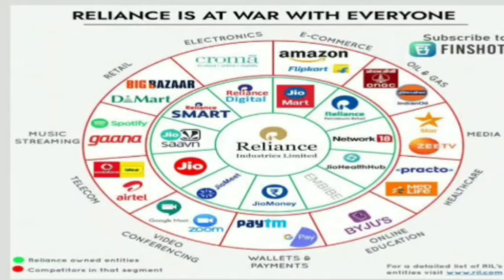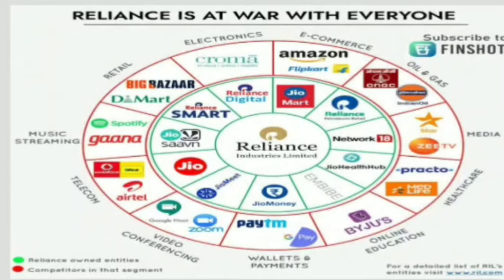Simply, it's a small concept for you to think about. So Reliance is at war with everyone. For example, Reliance Industries is providing a number of services and goods for customers, but they are facing a number of competitors every day, in every area of their business. For example, JioMart is facing competition with Amazon, Flipkart in e-commerce, and Reliance Petroleum with ONGC, Indian Oil in the gas and oil industry. And Network18 is Reliance Television, which is facing competition with Star, Zee TV in the media sector.